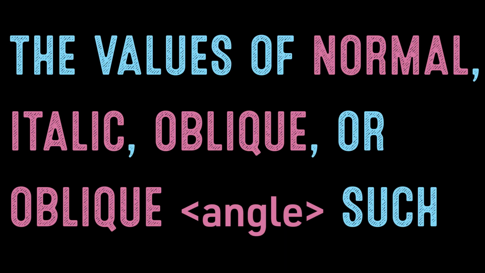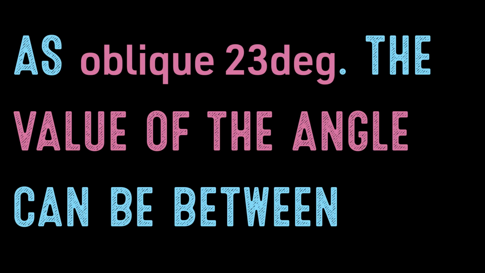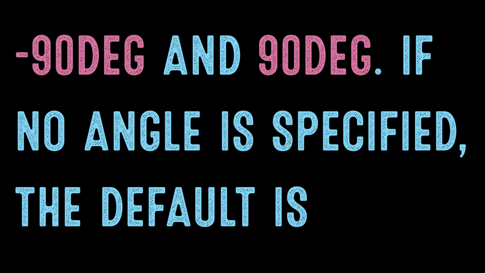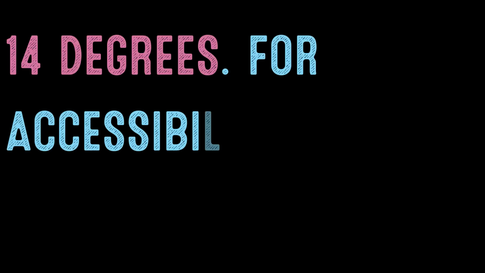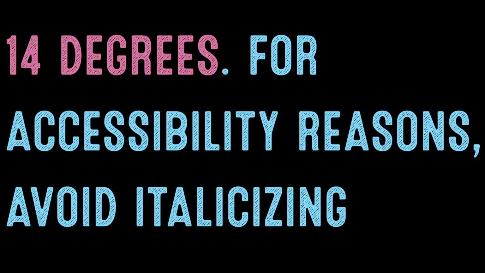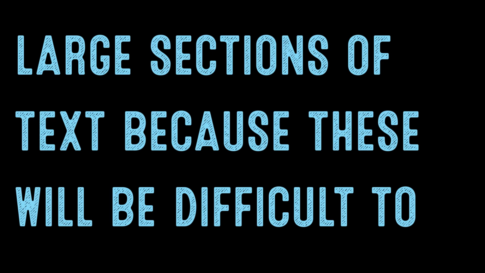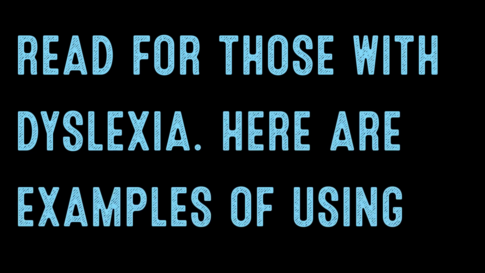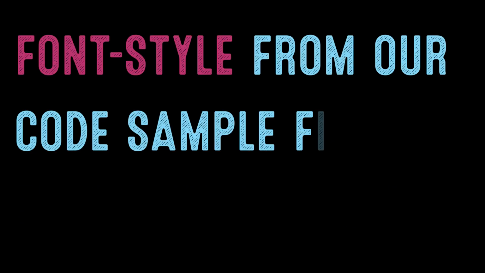Font style accepts the values of normal, italic, oblique, or oblique with an angle specified, such as oblique 23 degrees. The value of the angle can be between -90 degrees and 90 degrees. If no angle is specified, the default is 14 degrees. For accessibility reasons, avoid italicizing large sections of text because these will be difficult to read for those with dyslexia. Here are examples of using font style from our code sample file.